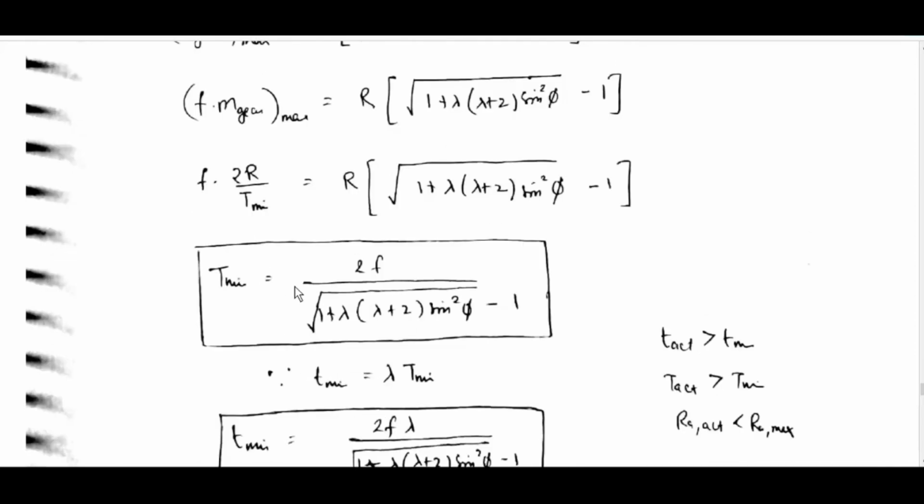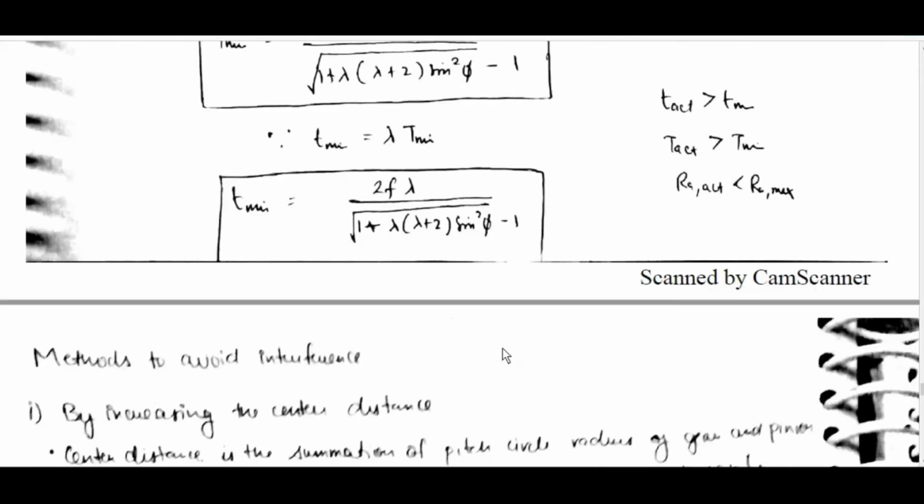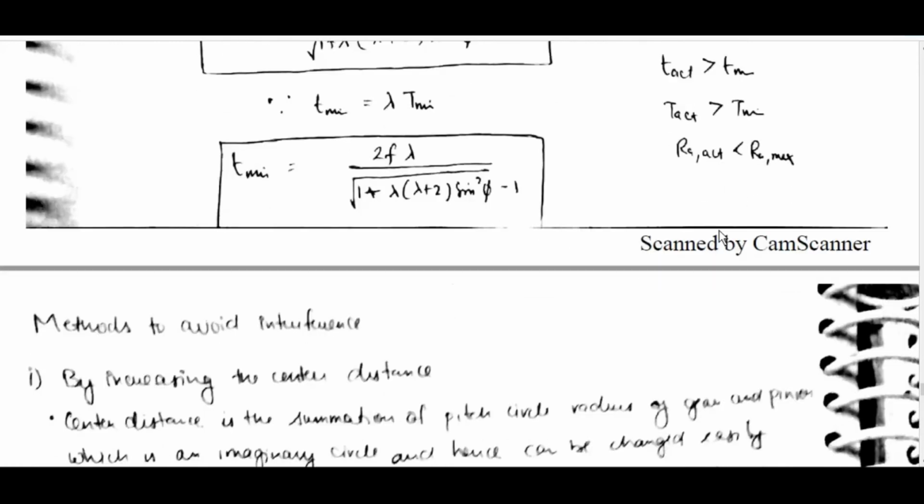Capital T minimum is equal to 2F by root of 1 plus lambda into lambda plus 2 sine square phi minus 1. Small t minimum is equal to lambda times capital T minimum, which is equal to 2F lambda by root of 1 plus lambda into lambda plus 2 sine square phi minus 1. T actual greater than T min, capital T actual greater than capital T min.